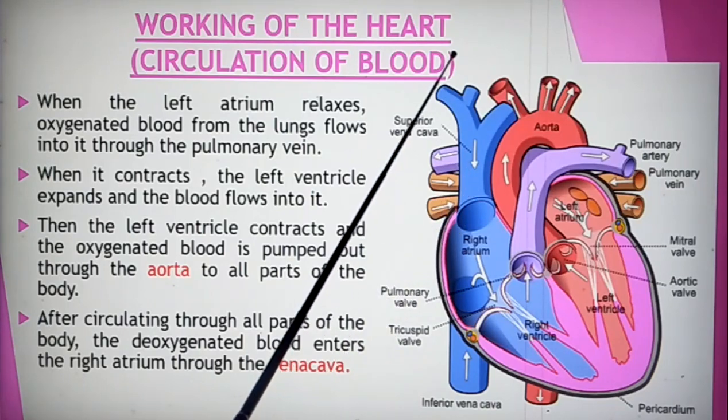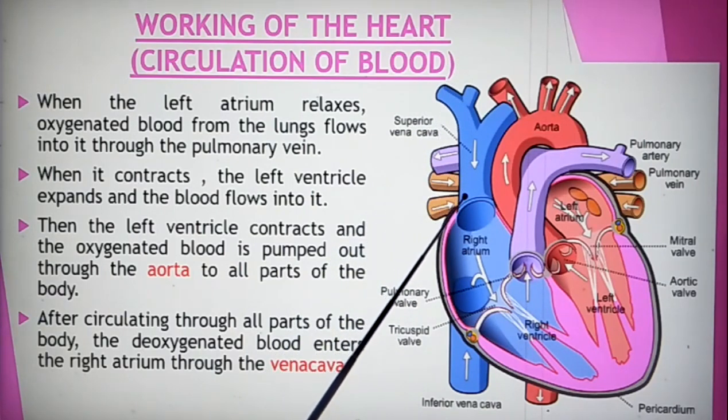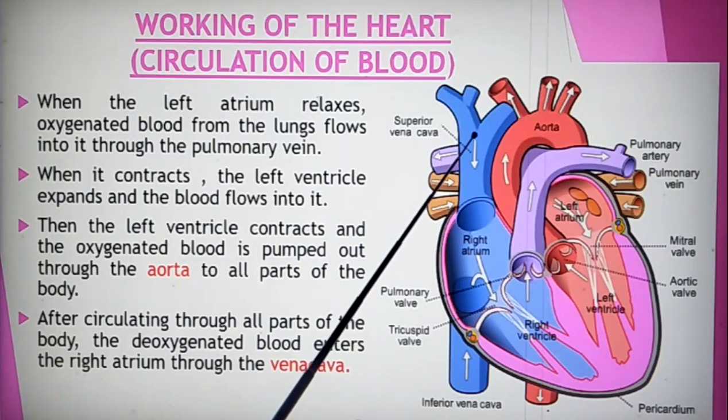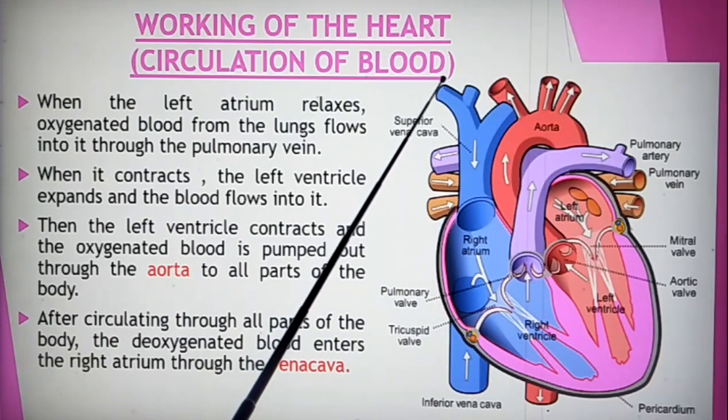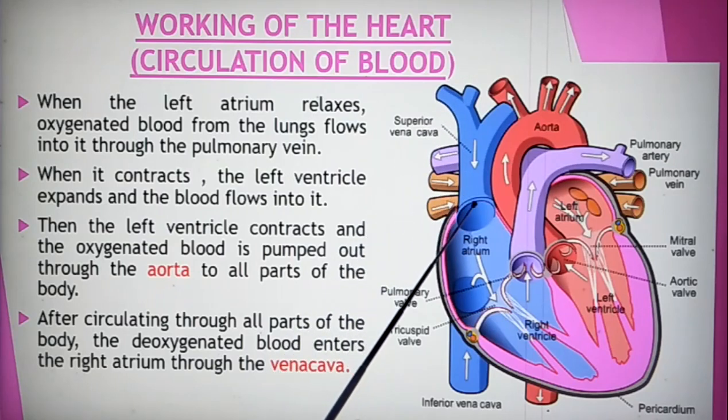You could see it is through the two big veins. One is known as the superior vena cava. Another one is the inferior vena cava. Two tubes are there. The superior vena cava collects the blood from the uppermost part of our body, and the inferior vena cava collects blood from the lowermost part of the body. And these are the largest veins. This vena cava is known as the largest vein.